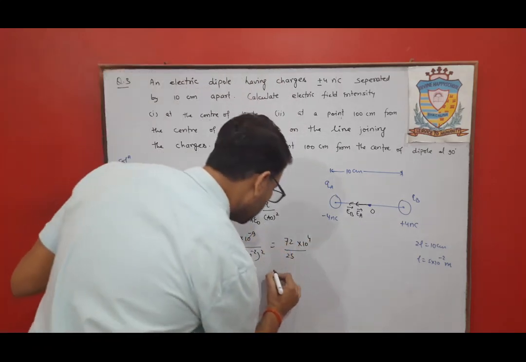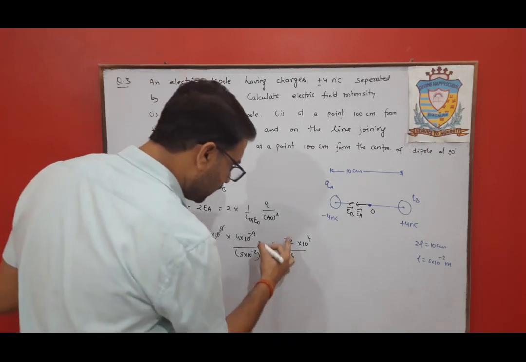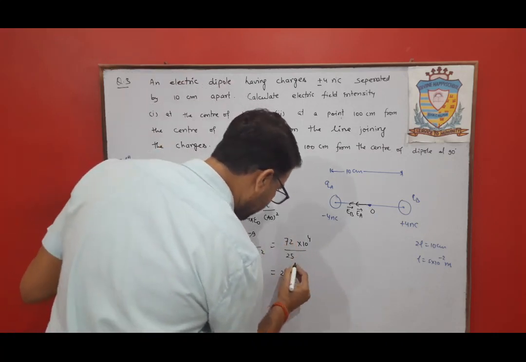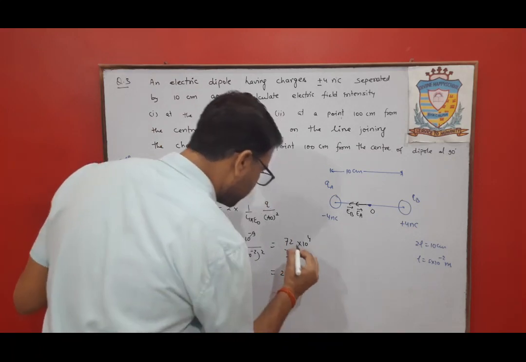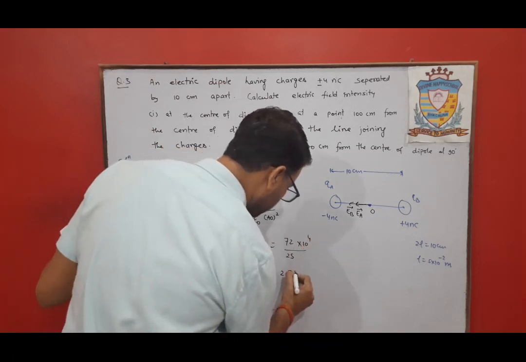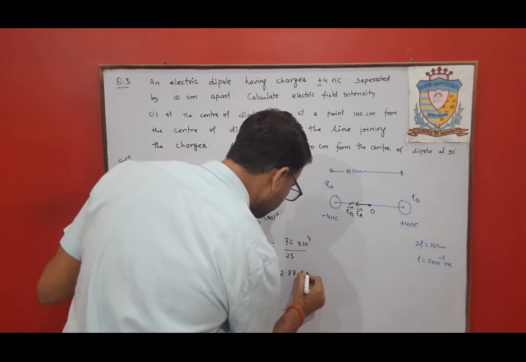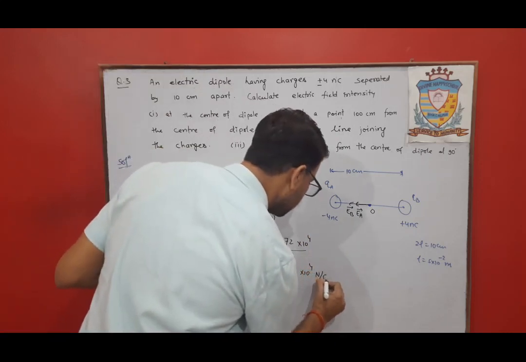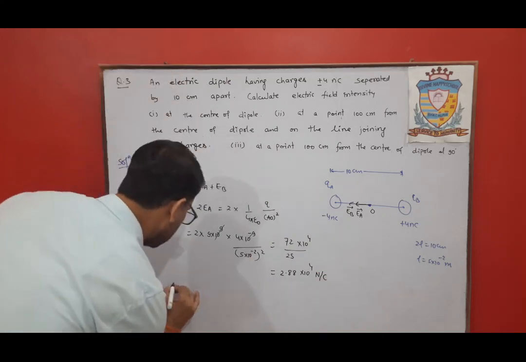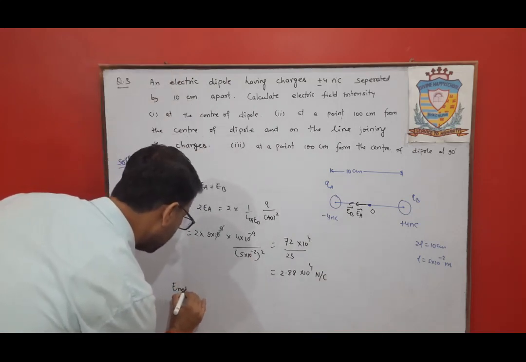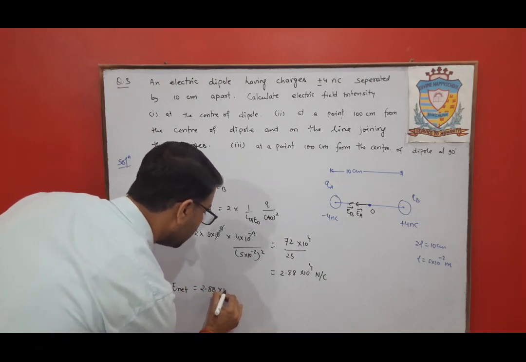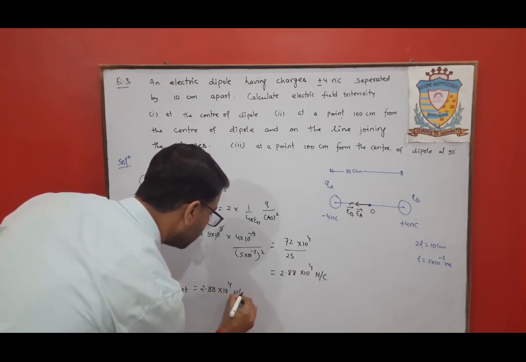Okay, now we can calculate it. 72 upon 25 is 2.88, so 2.88 into 10 to the power 4 Newton per Coulomb. So this is the net electric field intensity at the center of the dipole, that is 2.88 into 10 to the power 4 Newton per Coulomb.